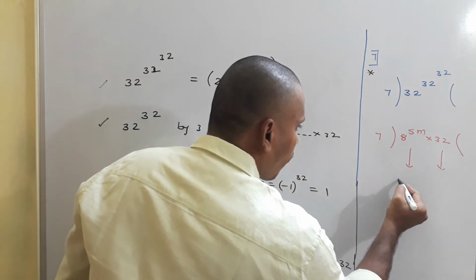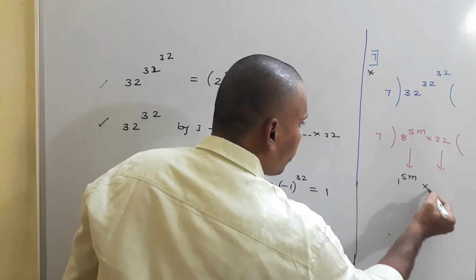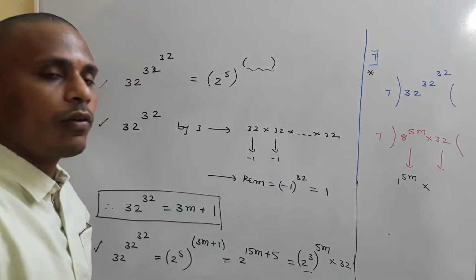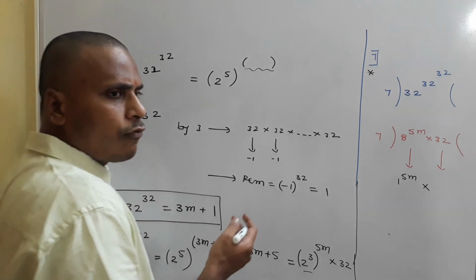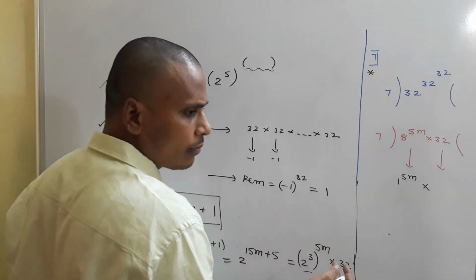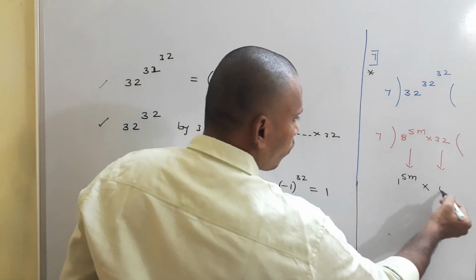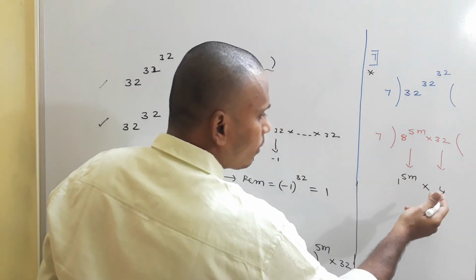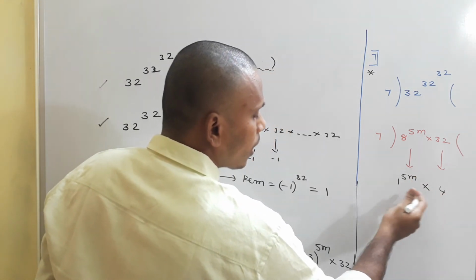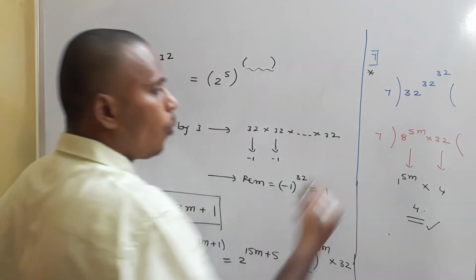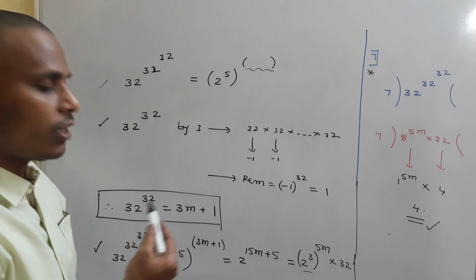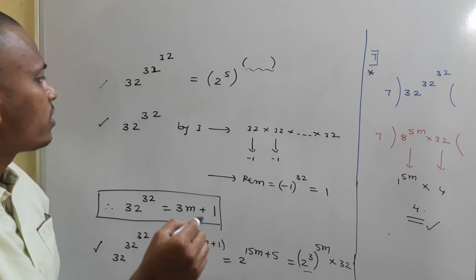When you divide 8 with 7, 1 is the remainder. So 1 power 5m, here it is the remainder. And when you divide 32 with 7, what will happen? Okay, you just have a look. 7 fours is 28, and you are left with 4. 1 power anything is 1, into 4, you are left with 4, and at the end 4 is the remainder when this 32 power 32 power 32 is divided by 7.